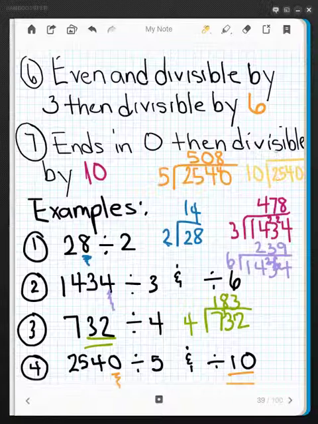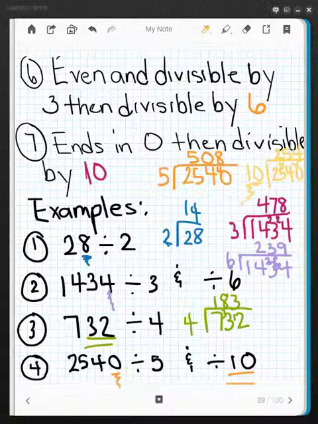10 will go into 25 2 times with 5 left over. 10 will go into 54 5 times with 4 left over. And 10 will go into 40 4 times. And so it's absolutely divisible by 4. Here's a little trick for you as well.